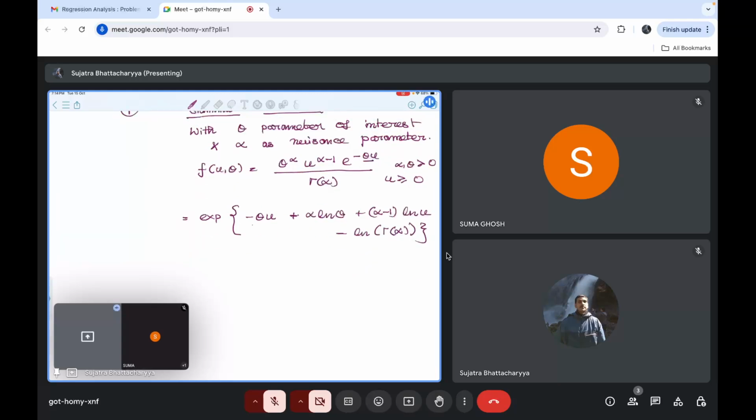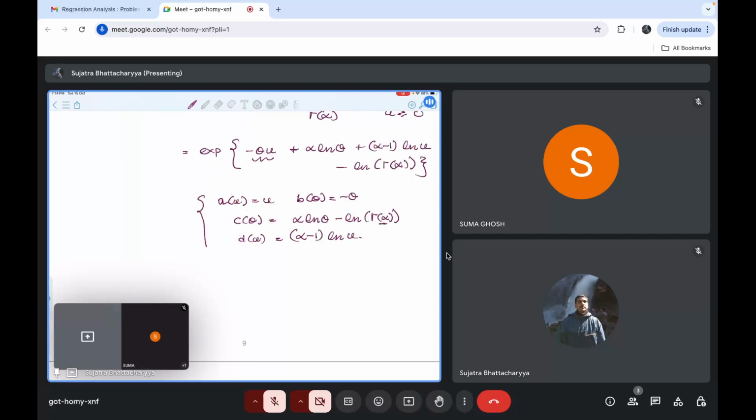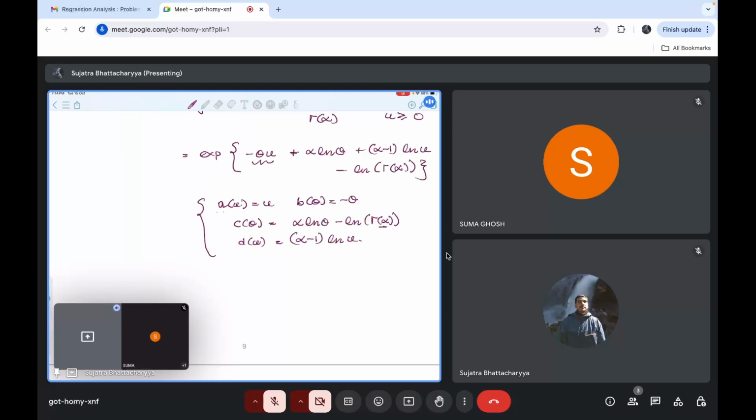That's all. So look at this parameter. It consists of u as well as theta. So a of u can be written as u, b of theta can be written as minus theta, c of theta can now be written as alpha log theta minus log of gamma alpha, because this is only a function of the nuisance parameter alpha. Therefore, we can include it. And finally, d of u is nothing but alpha minus 1 log u. So again, this belongs to the exponential family of distribution and is of canonical form because a of u is equal to u.